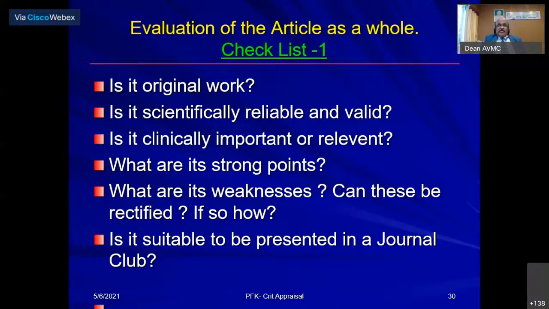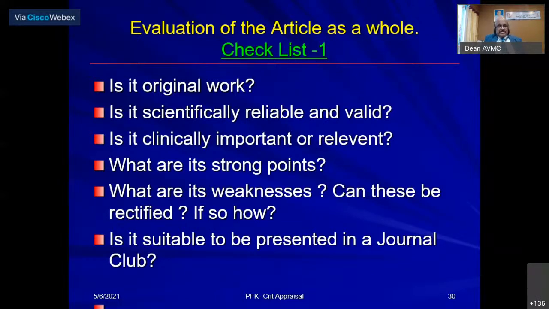So let's see, is it an original work? You should be able to answer that with some positivity. Is it scientifically reliable and valid? Enough has already been said about reliability and validity. These are the psychometric qualities of these tools. And is it clinically important or relevant or not? Especially for a clinical study, relevant means, suppose you are doing something related to COVID now, it's quite relevant now. Or some disease which is epidemic, which is prevalent in this particular region. So that's what decides that.